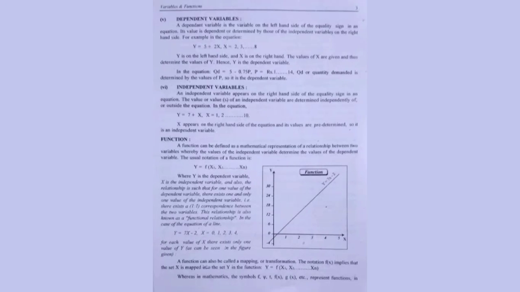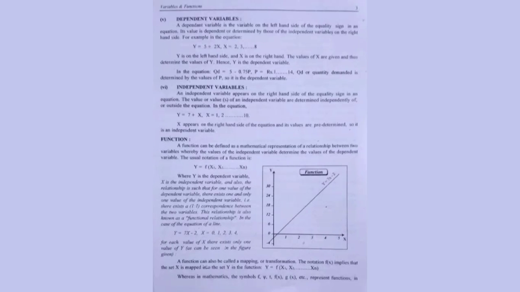Now independent variable, and before this independent variable I have one line. In the equation QD is equal to 5 minus 0.75p, here the dependent variable is quantity and the independent variable is price. But there is a negative relationship between the dependent and independent variable. Because the negative sign is there, it represents that if there is a 1% increase in the independent variable, then there will be a decrease in the dependent variable.